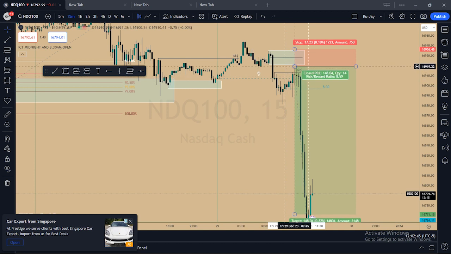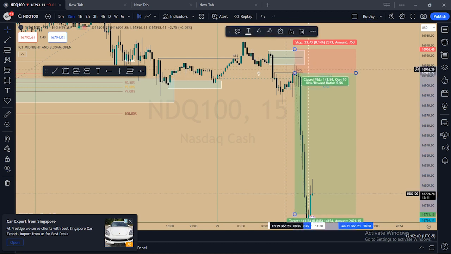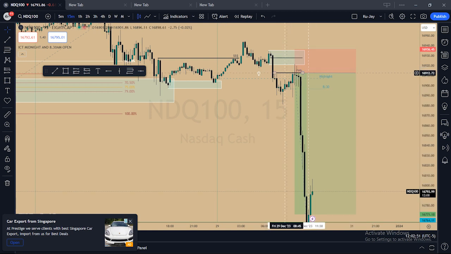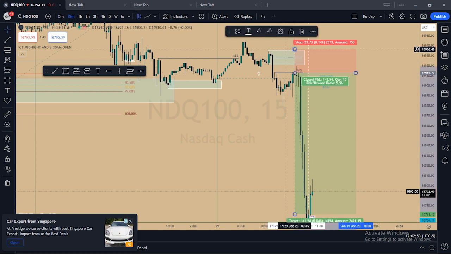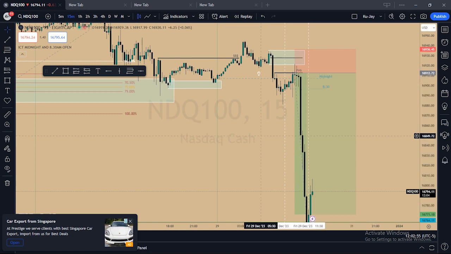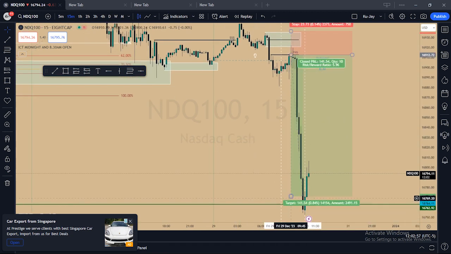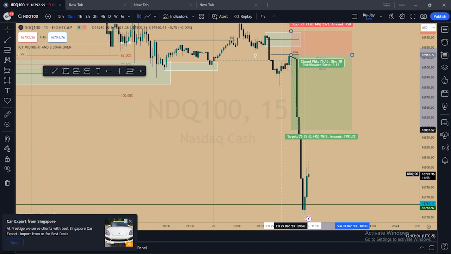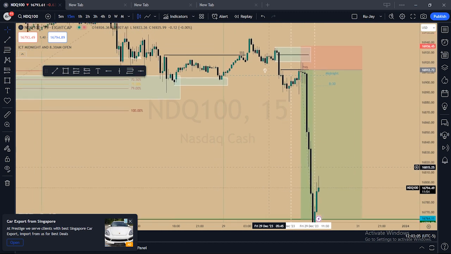Then this is what you could have done again. You could just put your sell limit here, on the fair value gap. It was going to be a 1:5 trade. Remember, most of our targets, even a 1:3 trade, is good. You'll be profitable with it over time.